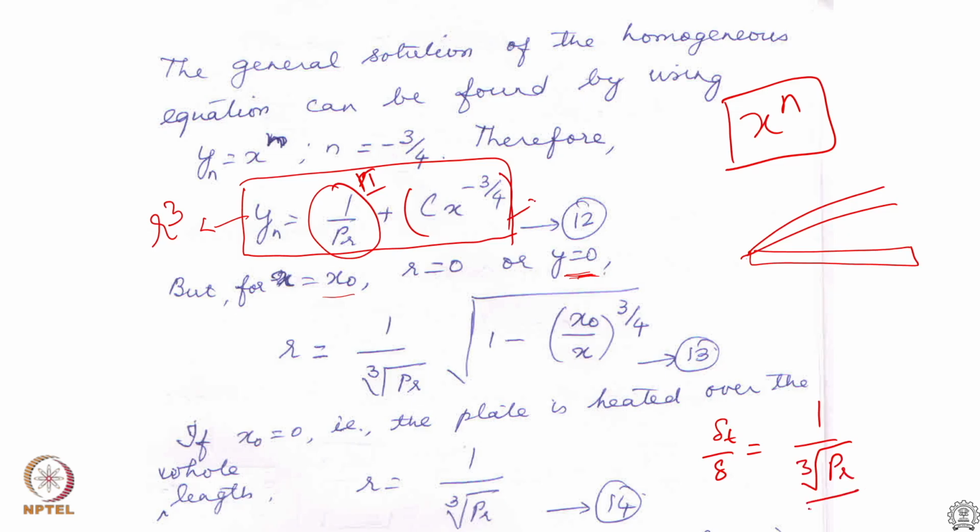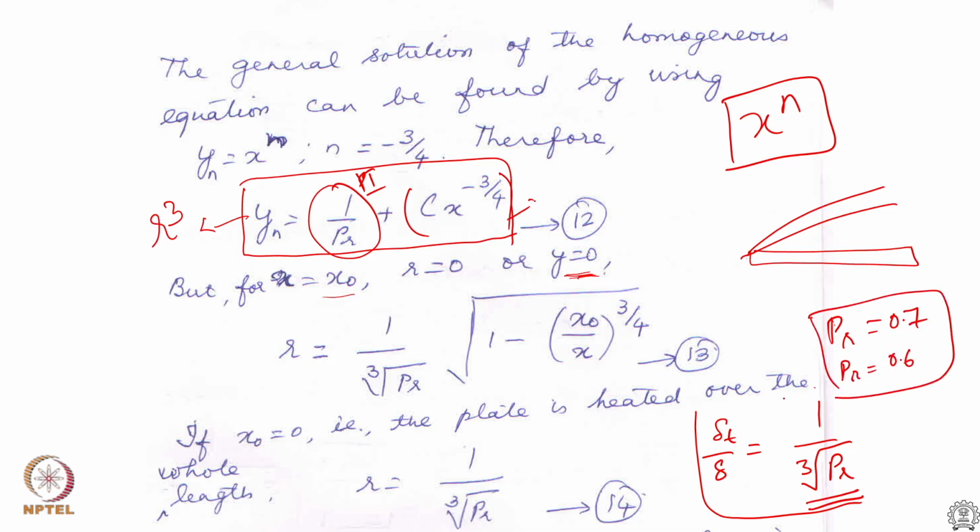As you can see, there is an error associated with this assumption, but luckily for air it is on the order of 0.7, and for most gases the Prandtl number is on the order of 0.6. So, for gases one may be able to use this expression even though there is an error associated with it, but the error is expected to be small. So, we will still hold this assumption of delta T by delta.